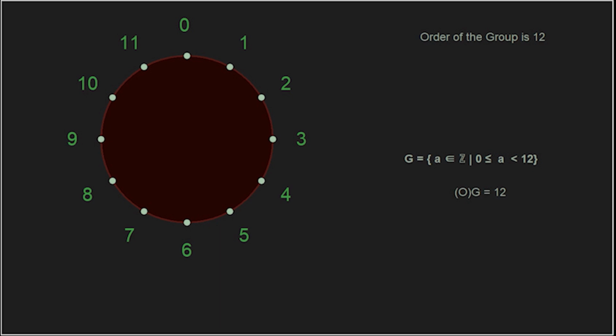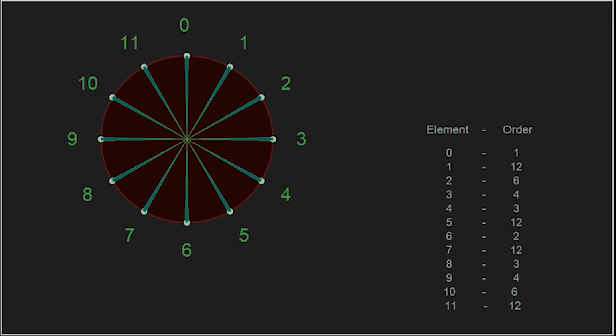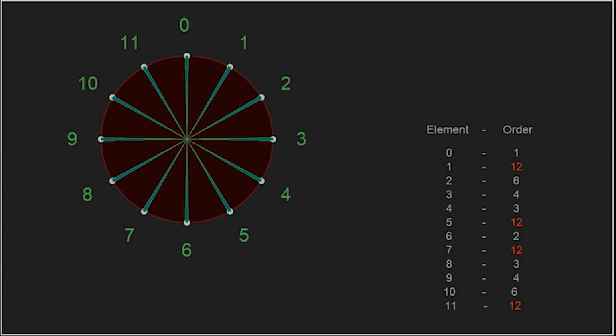Comparing the order of an element to the order of the group helps us understand the structure of the group. So for our additive group of integers modulo 12, the elements and their orders: 0, the identity element, by definition, has an order of 1. Notice the order of the other elements is always a factor of 12: 1, 2, 3, 4, 6, and 12.